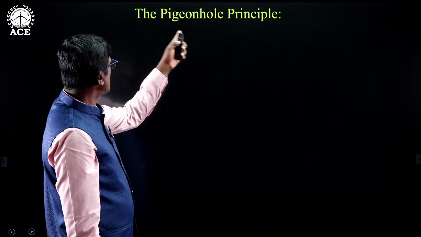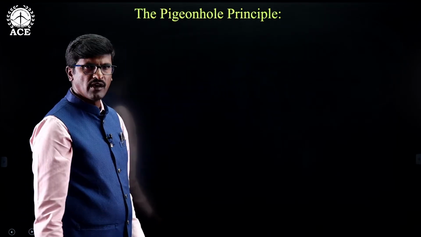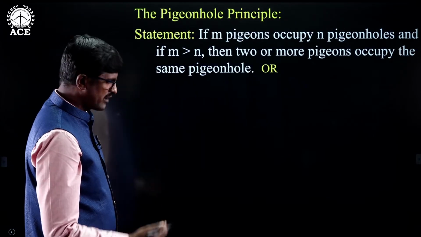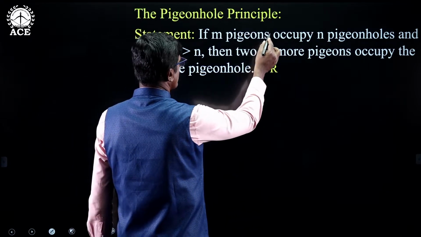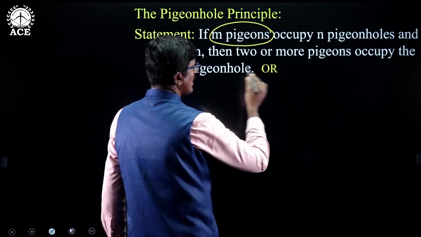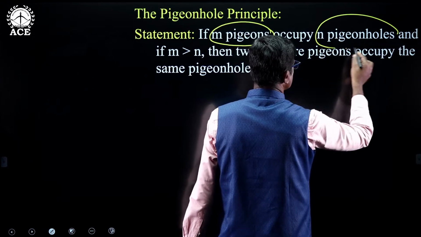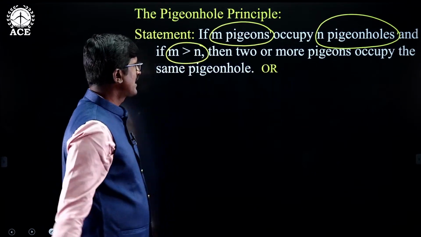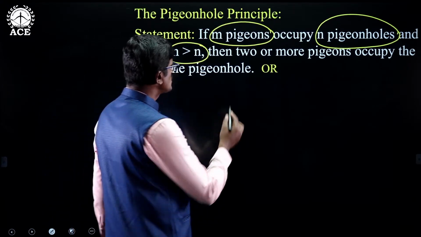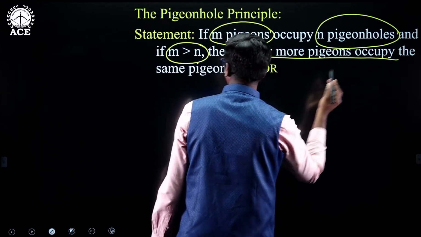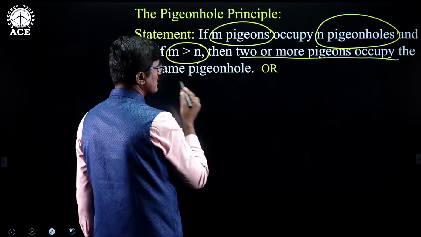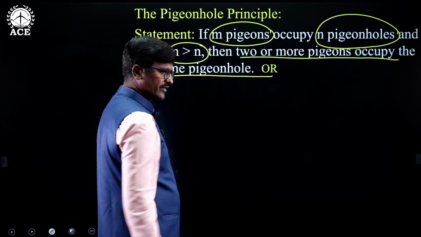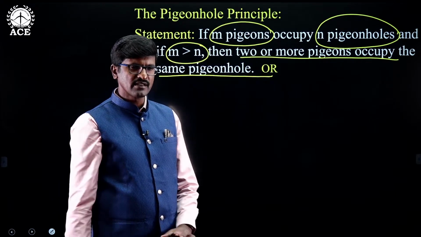To prove that, we are going to use the pigeonhole principle. Now let's see what the pigeonhole principle is. This is the statement for the pigeonhole principle. There are m pigeons and there are n pigeonholes. If m is greater than n, then two or more pigeons occupy the same pigeonhole. Let me explain this with a simple example.